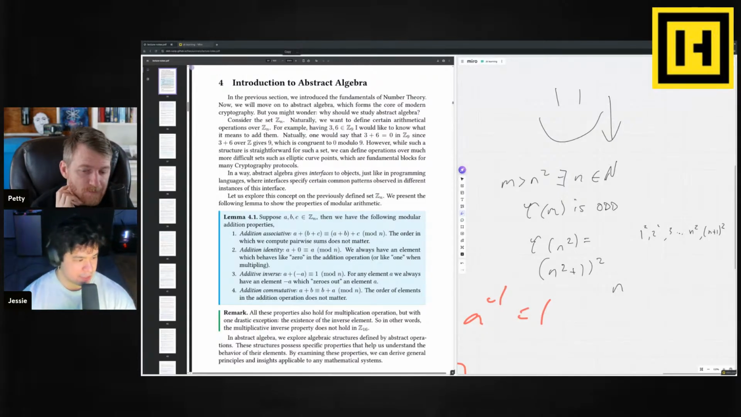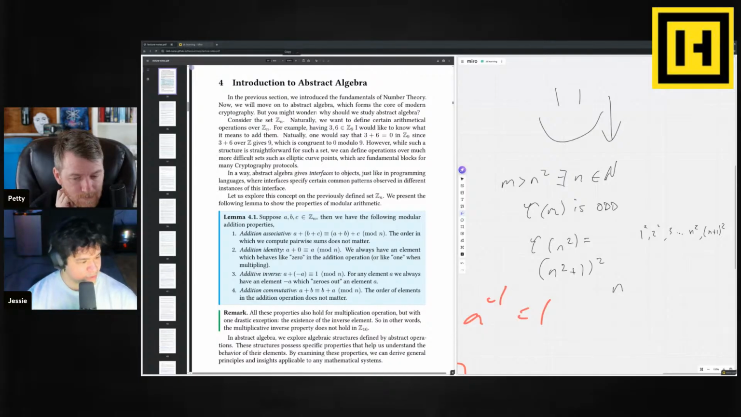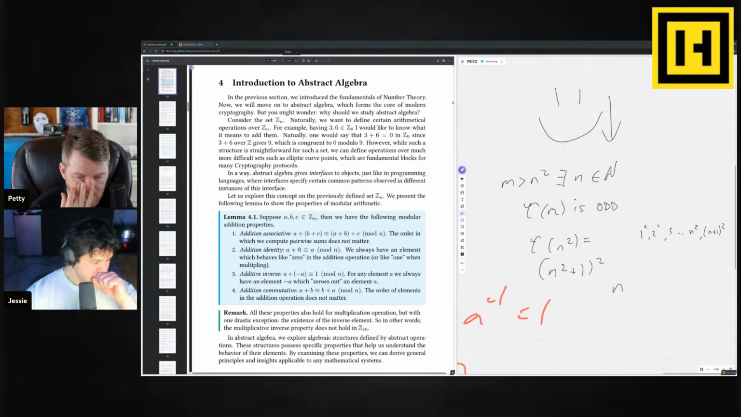Chapter 4, Introduction to Abstract Algebra. In the previous section, we introduced the fundamentals of number theory. Now we will move on to abstract algebra, which forms the core of modern cryptography. But you might wonder, why should we study abstract algebra? Consider the set of natural numbers Z sub n.